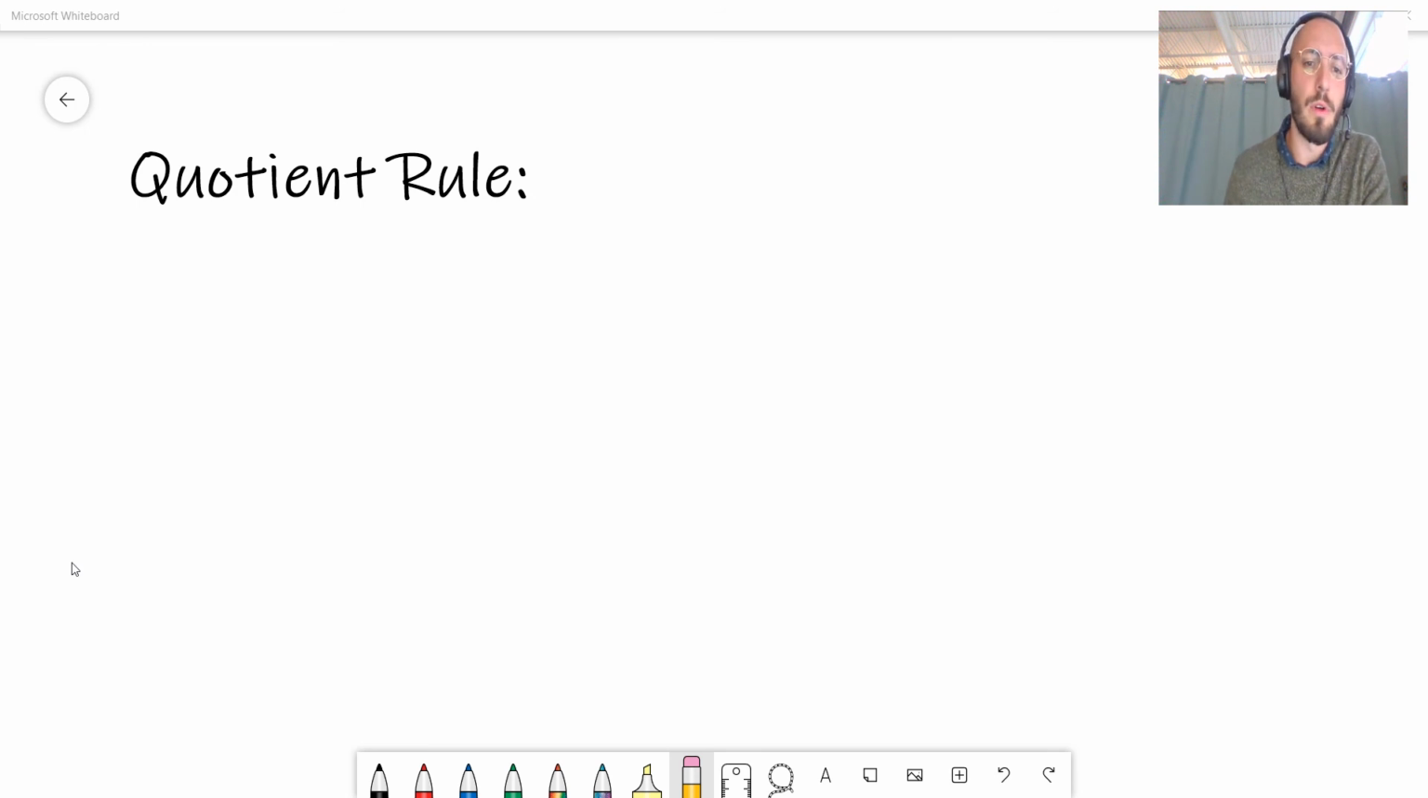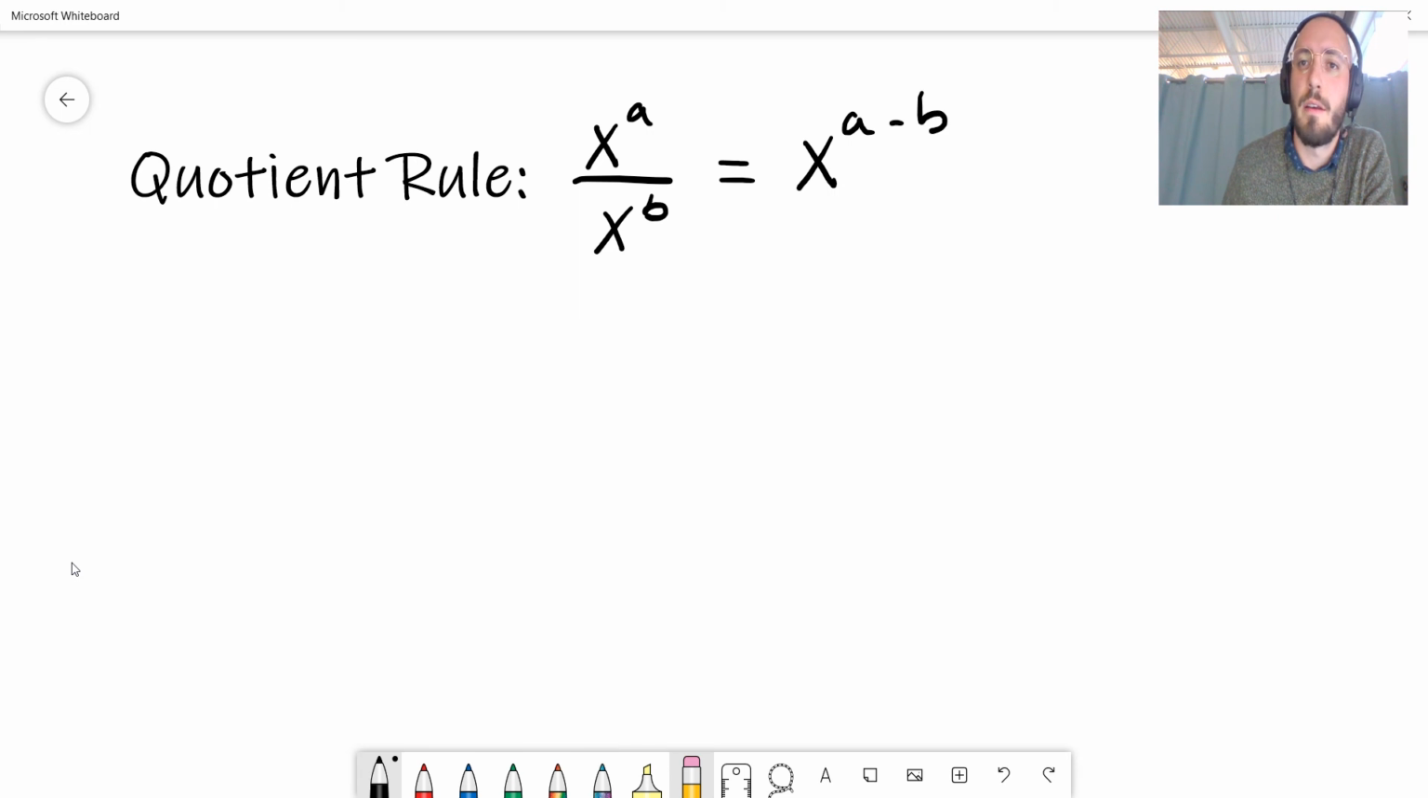Alright, our next rule of exponents is called the quotient rule. It's very similar to the product rule. So the quotient rule says that if we have two exponents with the same base divided by each other, we can simplify this by keeping that same base and simply subtracting the exponents from one another.